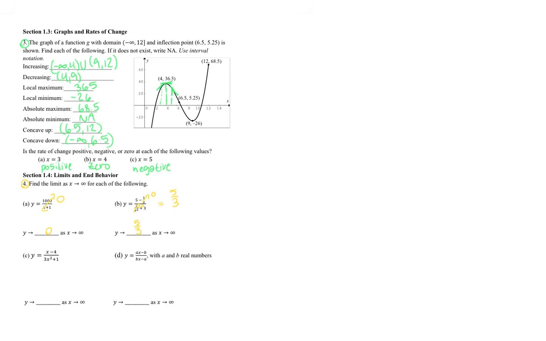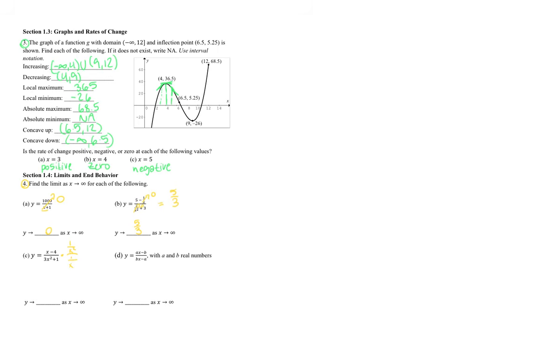For part C, we have x minus 4 over 3x squared plus 1. So if we were to try and make this simpler, we could multiply the numerator and the denominator by 1 over our highest power of x, which is x squared in this case.